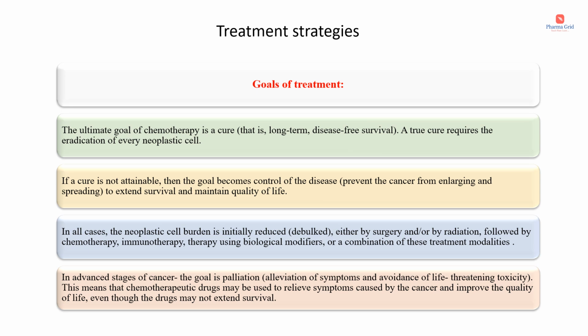In all cases, the neoplastic cell burden is initially reduced or debulked either by surgery and/or by radiation, followed by chemotherapy, immunotherapy, then therapy using biological modifiers, or a combination of these treatment modalities. In advanced stages of cancer, the goal is palliation. Palliation means alleviation or reduction of symptoms and avoidance of life-threatening toxicity. This means that chemotherapeutic drugs may be used to relieve symptoms caused by the cancer and improve the quality of life even though the drugs may not extend survival.